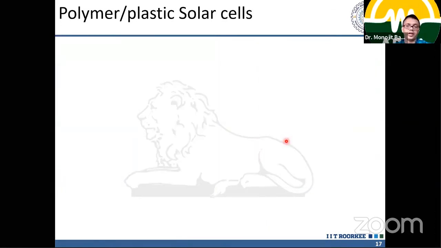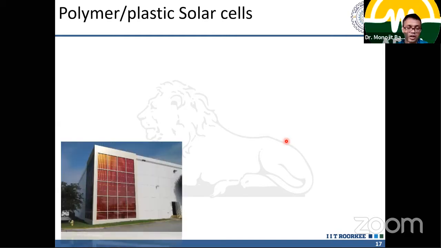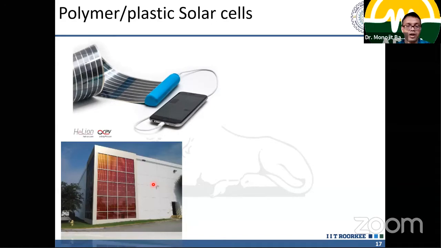Now, if you look at the applications, as I said, there are a lot of applications where silicon may not be the possible one. So let us start with windows, like these nice windows here. We use tinted glass, right? Instead of tinted glass, we can use polymeric solar panels, which will be semi-transparent as well as give aesthetic beauty to the building.